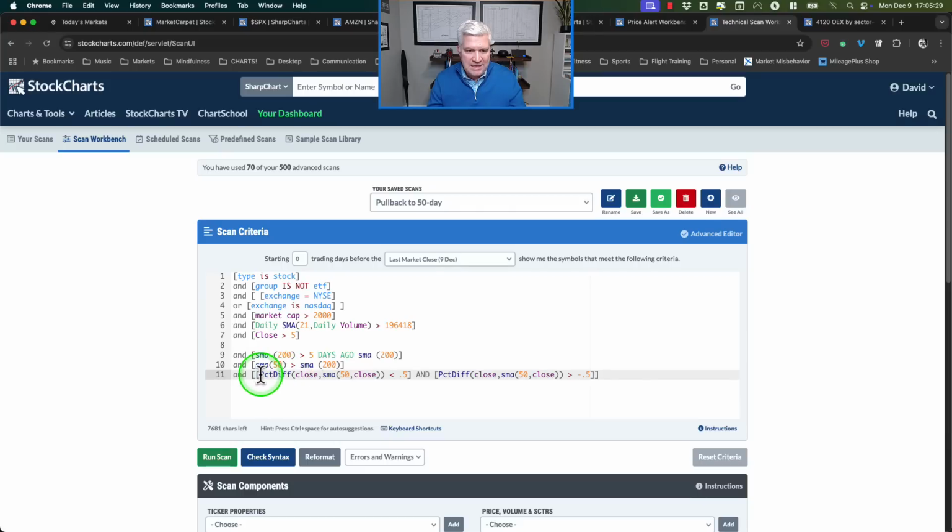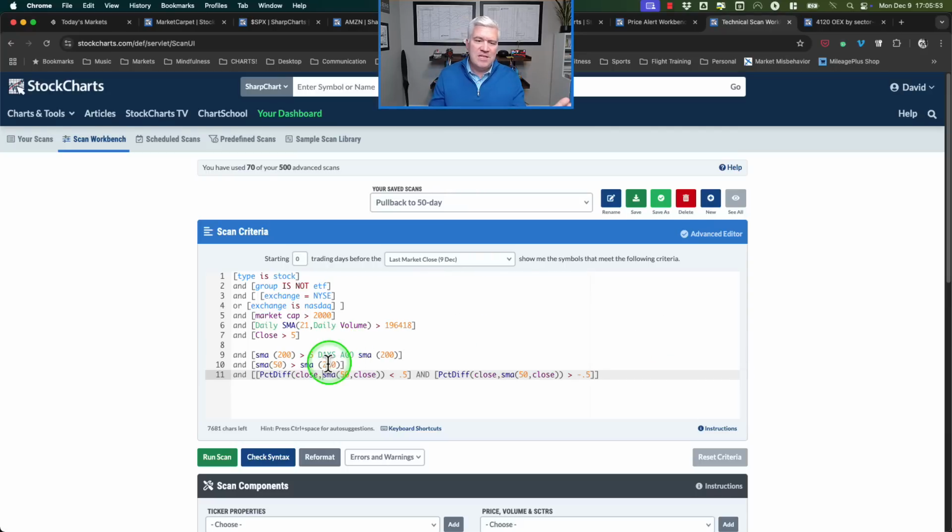So PCT diff, that's the percent difference argument. Closing basis, 50-day moving average based on closes, that's what that means. Less than 0.5% higher, greater than 0.5% lower, and that's what that means. So if you hit pause or jot that down, that is the way that you can tell StockCharts, I want things trading really close to their 50-day moving average.